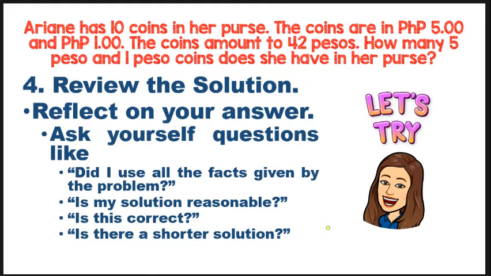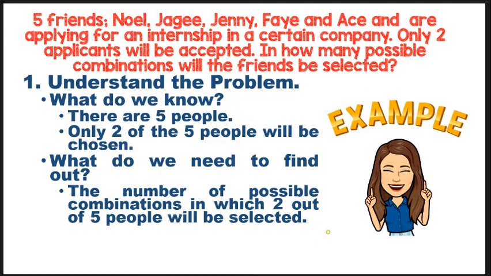Okay, now let's go to another example. This is the problem. 5 friends, Noel, Jaji, Jenny, Faye, and Ace, are applying for an internship in a certain company. Only 2 applicants will be accepted. In how many possible combinations will the friends be selected?